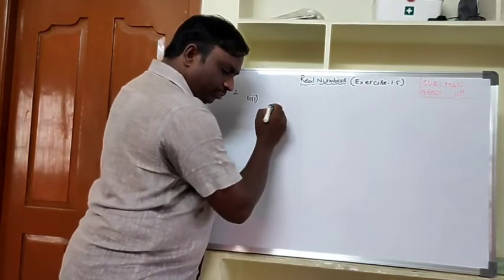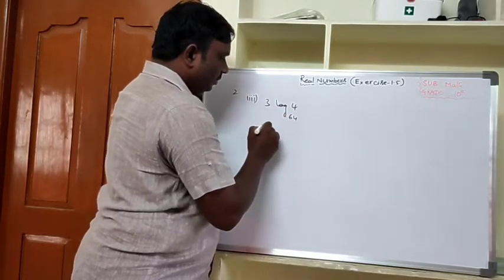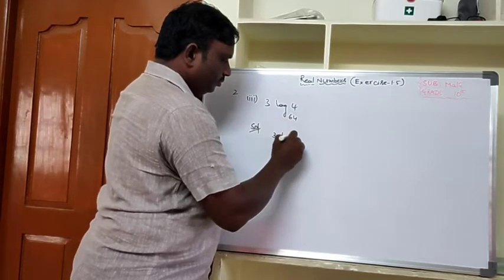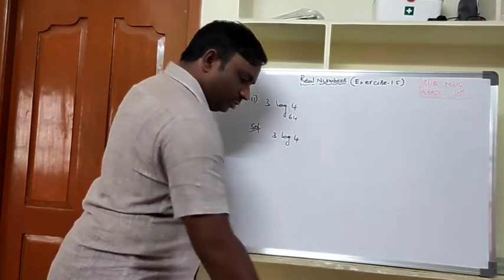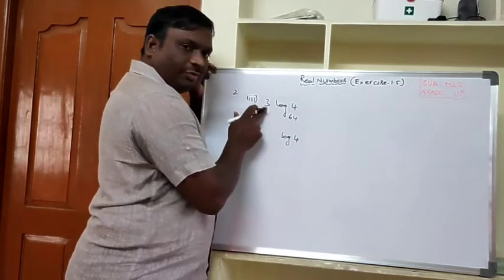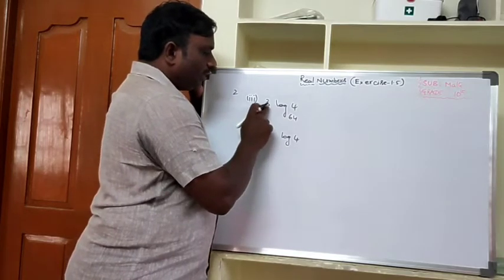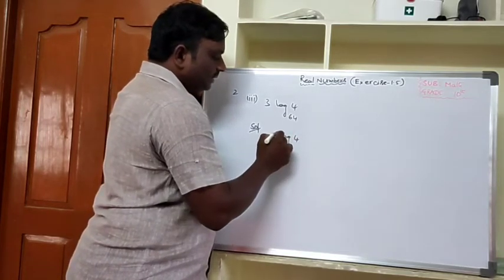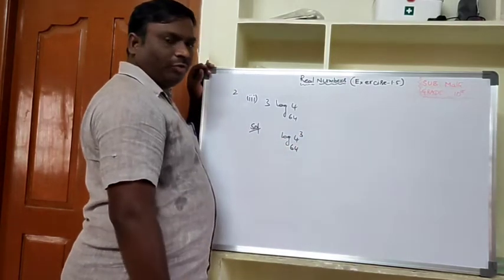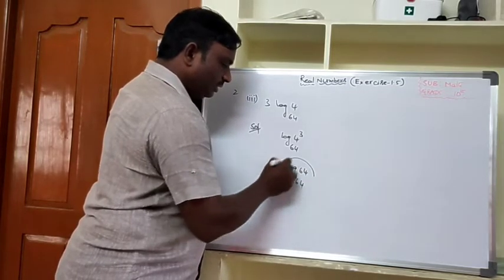Now the third question. What is it saying? 3 log 4 base 64. Write the expansion as a single logarithm. Single logarithm means we don't write the multiplier here. If you move the 3 inside as a power, it becomes log 4 cube base 64, which is log 64 base 64. This is a single logarithm.